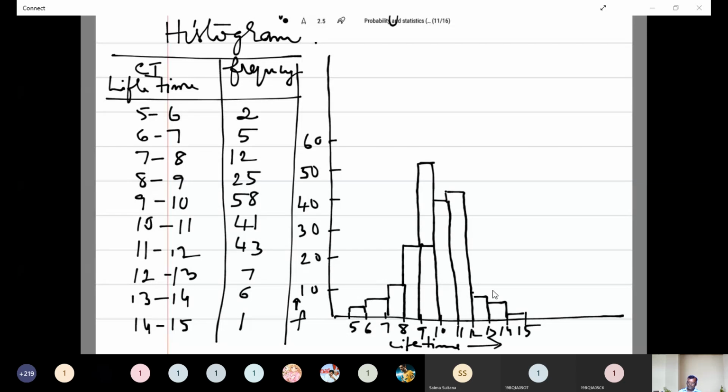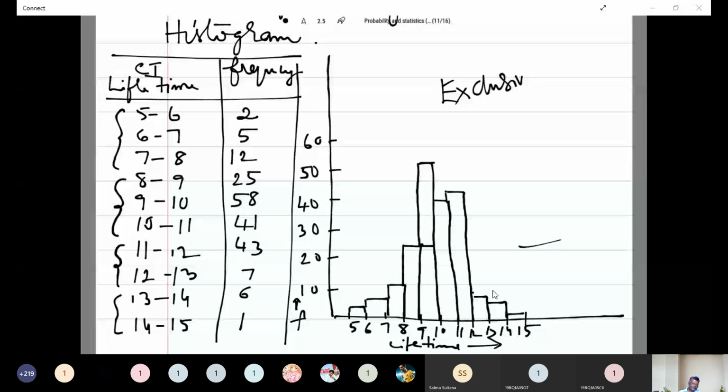Right? Is this inclusive type or exclusive type? Anyone? This is exclusive type. Okay, and then one more example that we have to see. We have to take that one.